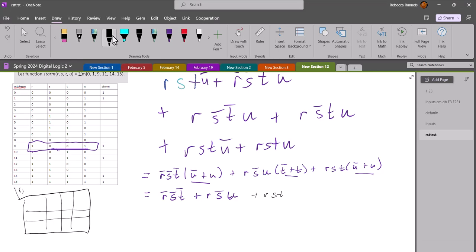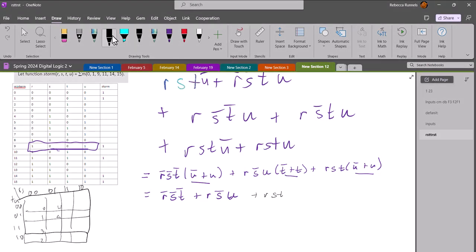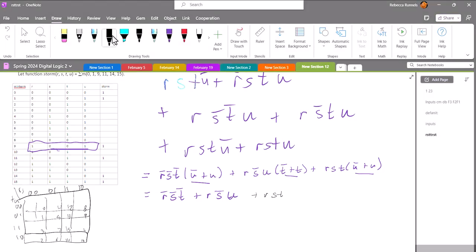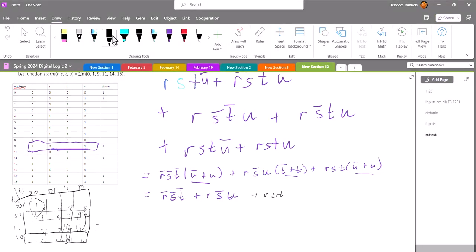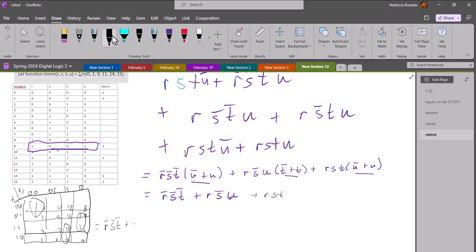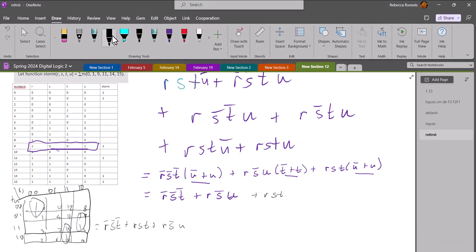And then if we wanted to do that with a Karnaugh map, 0, 1, 9, 11, 14, 15. And then if we look at those terms, that is R bar, S bar, T bar, or R, S, T, or R, S bar, U, which is, of course, exactly what I got right there.